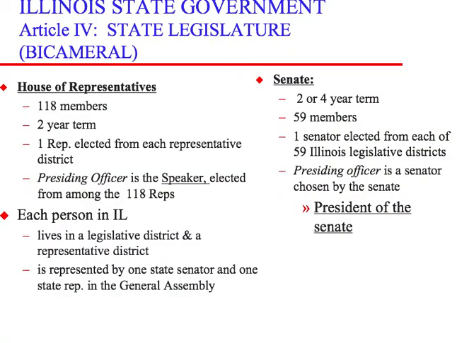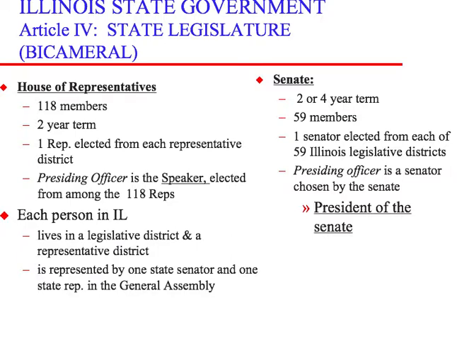Illinois is again bicameral, so 2 houses. Some key things you'll need to know to fill out the study guide: there are 118 members in the House of Reps. They serve 2-year terms, and each district has one, so there are 118 different districts in Illinois. The presiding officer, the person responsible for the House of Representatives, is called the Speaker of the House. Each person in Illinois lives in one legislative district and one representative district.